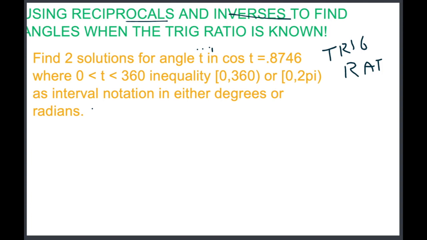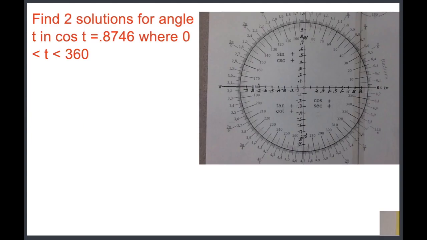We're going to keep it in the interval between 0 and 360. Or we can do this in interval notation. Interval notation is 0 to 360 if we're in degrees. If we're in radian mode, it's 0 to 2 pi. To do this, I wanted to use this circle. This is a unit circle, and around the outside is radians, and on the inside is degrees, 0 to 360, radians, 0 to 2 pi.